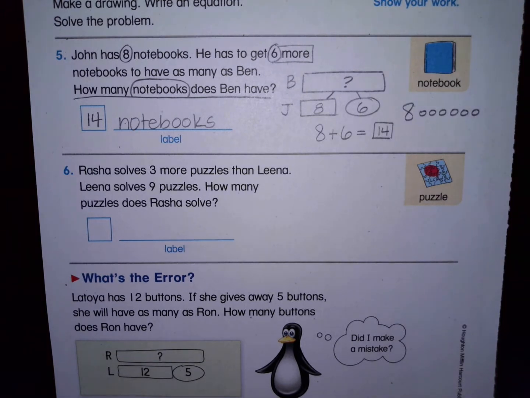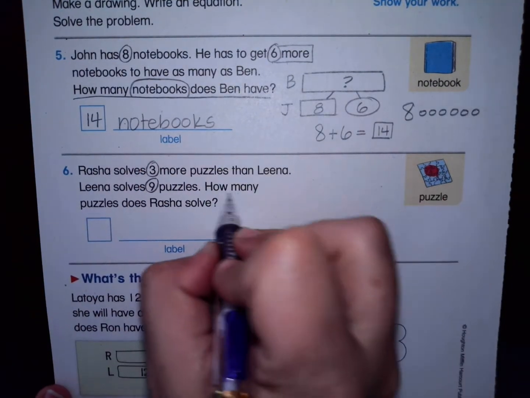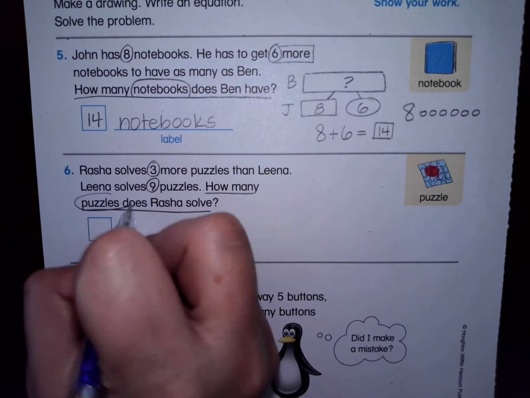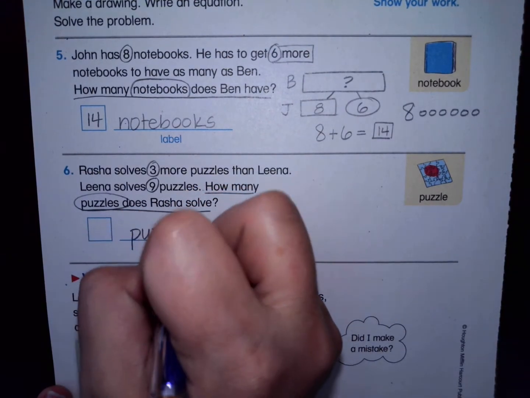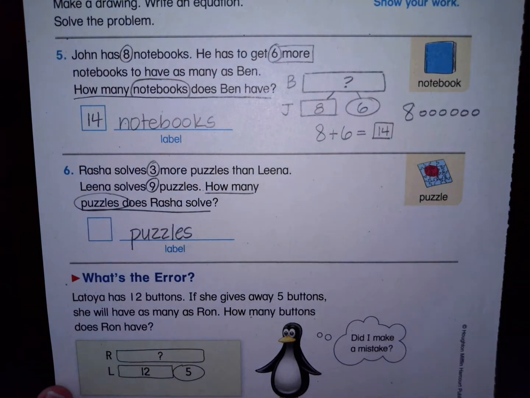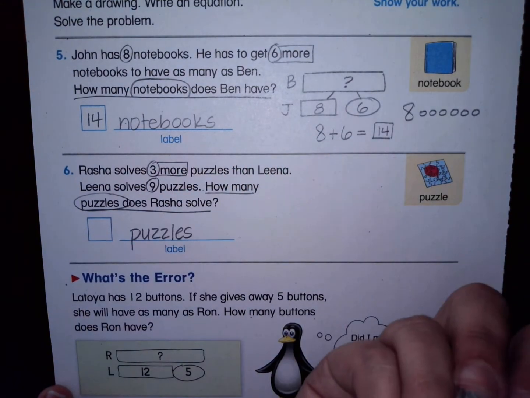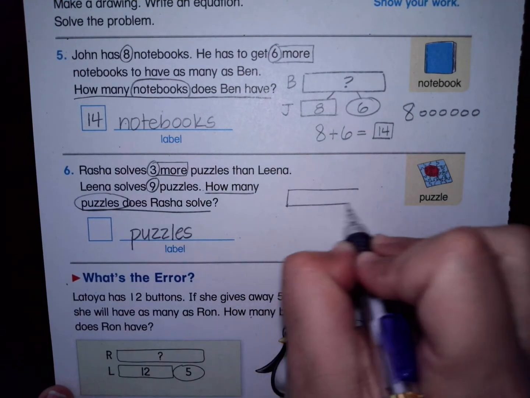All right, number 6. Rasha solves 3 more puzzles than Lena. Lena solves 9 puzzles. How many puzzles does Rasha solve? So I have the number 9 and I have the number 3. I'm going to underline my question. I see how many right here, so I know the word right after is my label. I'm going to box the word more. And now I'm going to get my comparison bars ready.